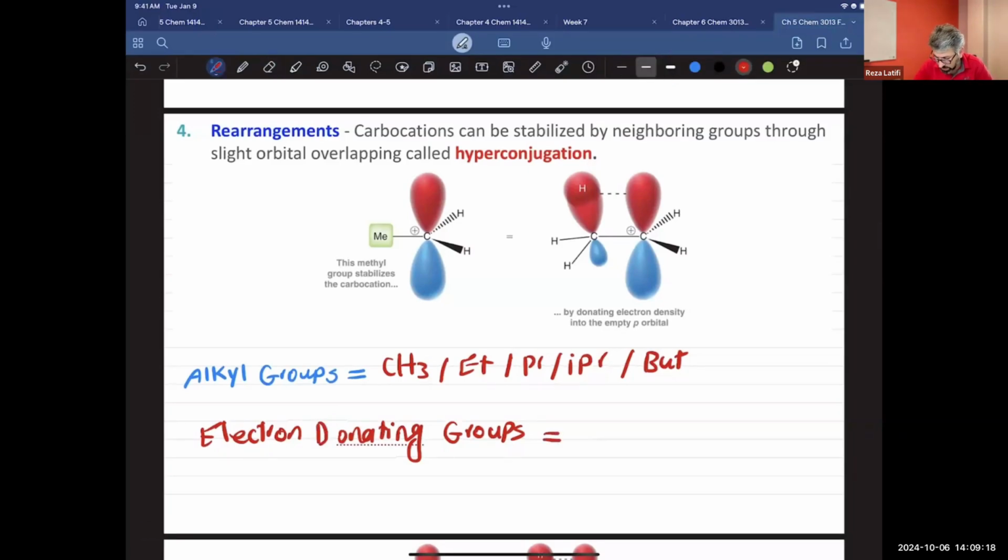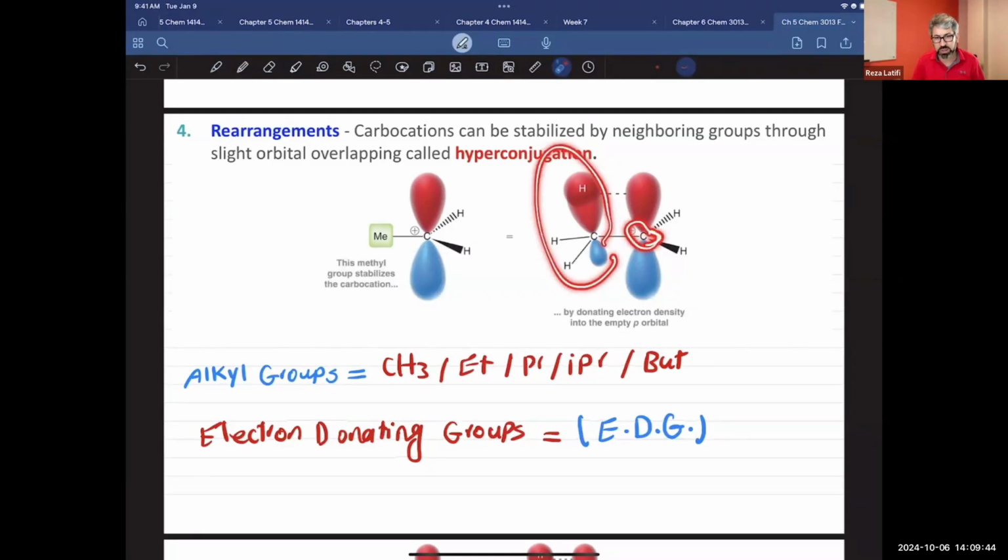Simply, I'm going to say alkyl group or electron donating group. And by sharing electrons with the carbon with a positive charge, they will make it more stable. How is this going to happen? If there is an alkyl group somewhere neighboring a carbon that has a positive charge, it can use the sigma bond and share electrons with the empty orbital in carbon and reduce the positive charge. Okay, let's talk about that.